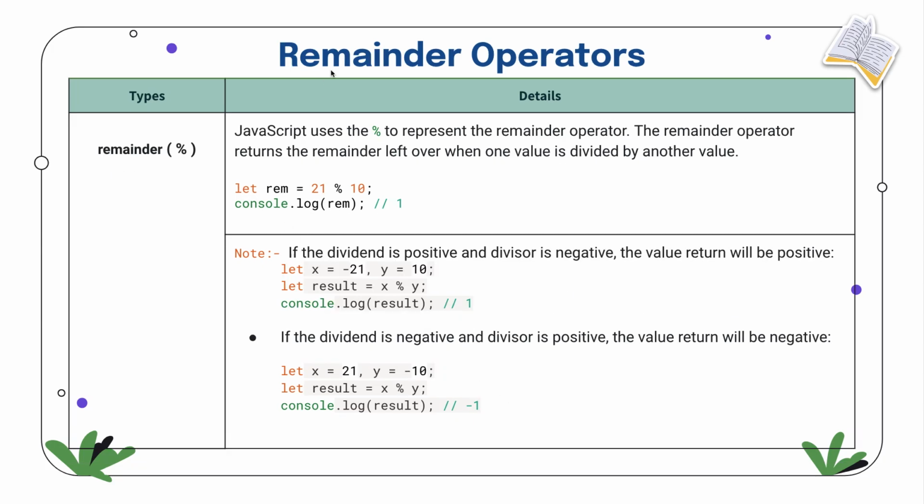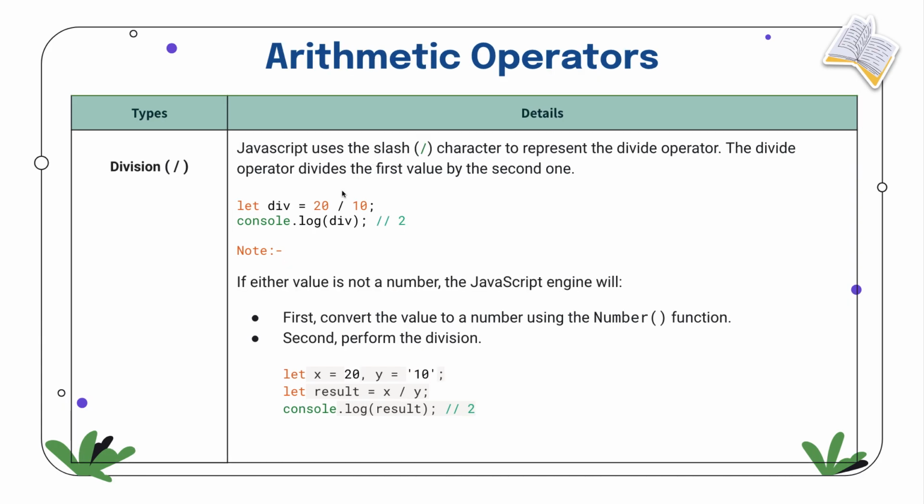Now next is the remainder operator. There is a difference between division and remainder. Division will give you the quotient. Like 10 twos are 20, so 2 is the quotient, 20 is the dividend, 10 is the divisor. But the remainder is 0, because 20 minus 20 is 0.